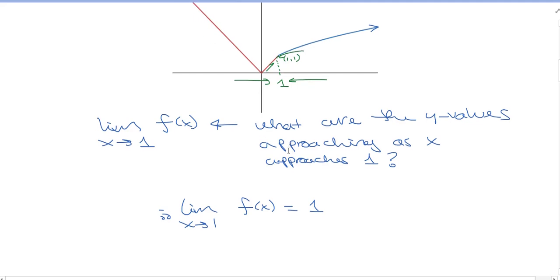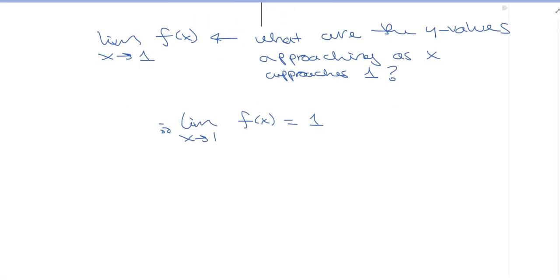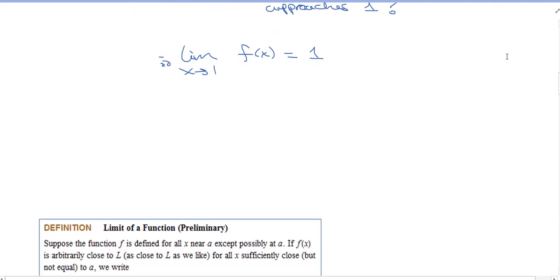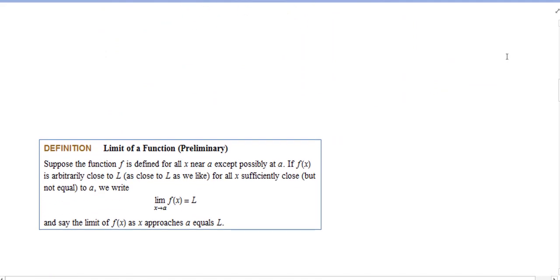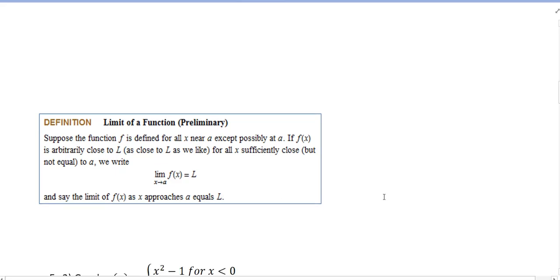So let's talk about the formal definition of a limit. Our definition of a limit is that for any function of x near a, except possibly at a, if f of x is arbitrarily close to L, some y value, for all x sufficiently close to a, we write that the limit as x goes to a of f of x equals L. And so that is what we say.